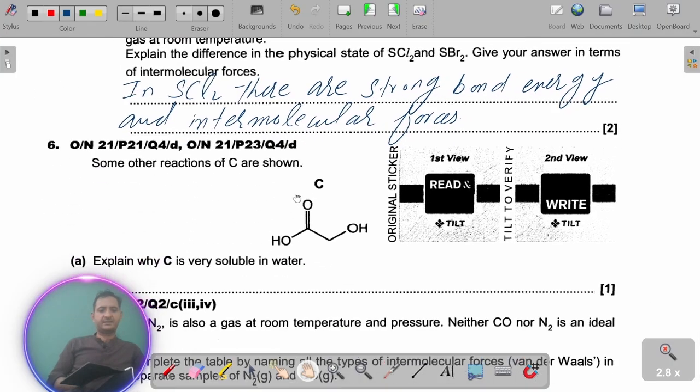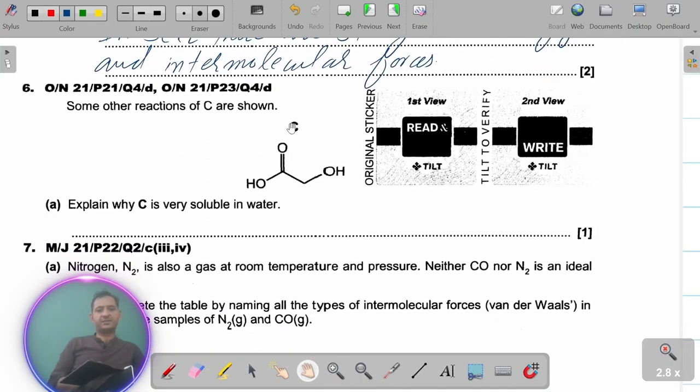So the next is some reactions of C shown here. Why is C very soluble in water? Because of hydrogen bonding with water. We can see it's an alcohol, and alcohol is soluble in water because of this hydrogen bonding. This part is alcoholic, it is hydrogen bonding. Hydrogen bond.